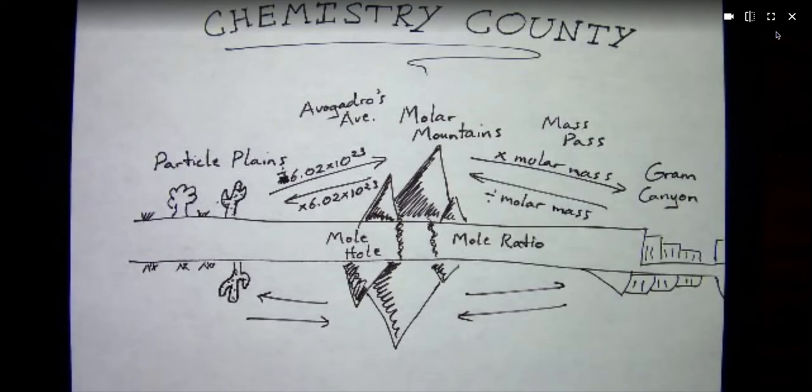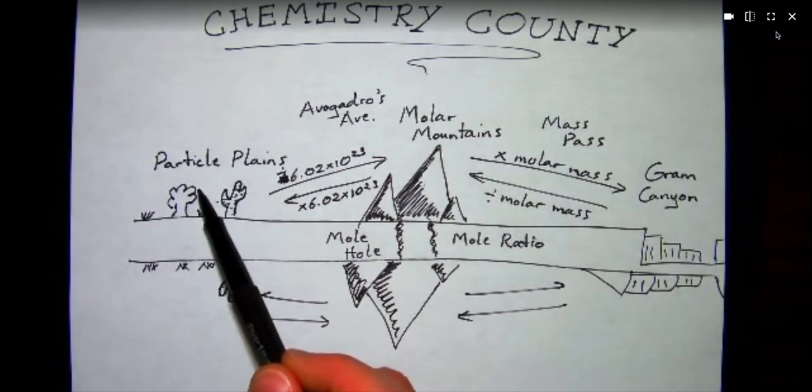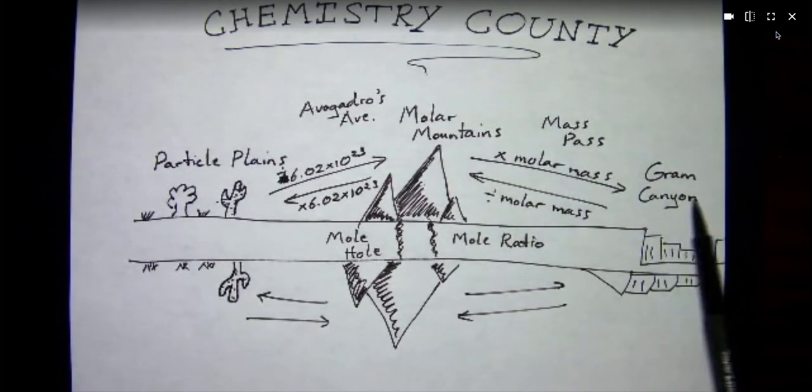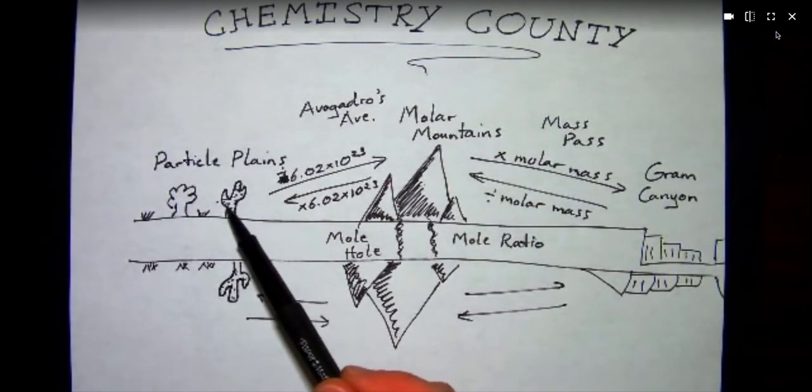And you can start anywhere on this map and you can move to any other place on the map. So let's say that you started with a number of grams of one substance and you want to know how many particles of that substance you have. Well, what you're going to do is go from the Gram Canyon to the Molar Mountains to the particle planes, which means you're going to take the grams, divide by the molar mass, and then multiply by Avogadro's number.